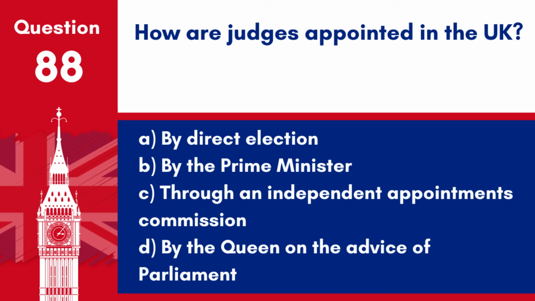Question 88. How are judges appointed in the UK? A. By direct election. B. By the Prime Minister. C. Through an independent appointments commission. D. By the Queen on the advice of Parliament.